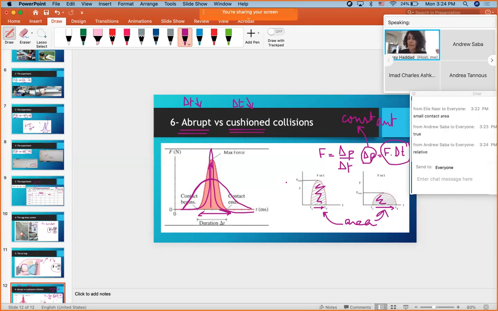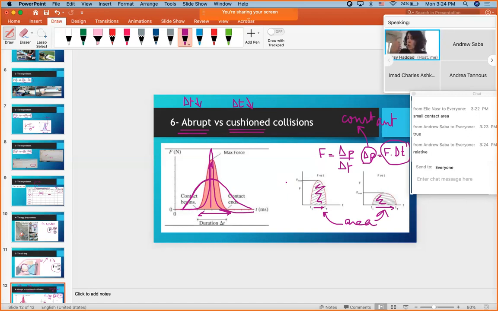All right, and thank you, Andrew, for giving me this example discussing the surface itself. So back to our abrupt and cushioned collision, it's about timing. And usually students would think that time is how long before you hit, which is wrong. It's how long during the collision.